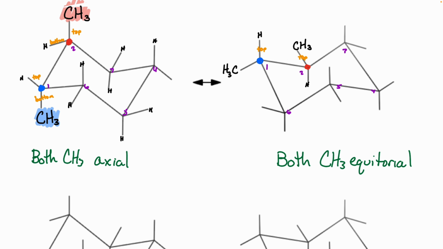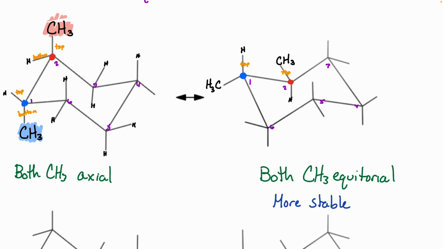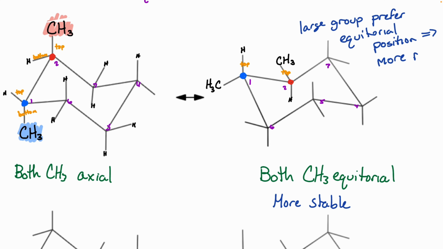All right, and we'll pick up with this next time, but just to give you a preview of where we're going here, it turns out that when we have large groups like these methyl groups, they prefer the equatorial position. This conformation is actually more stable. All right, these large groups prefer the equatorial position, simply because there's more room.